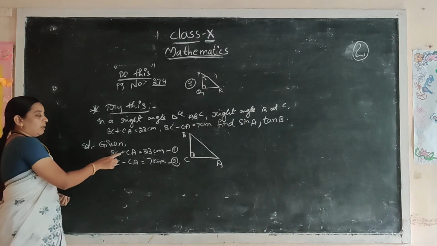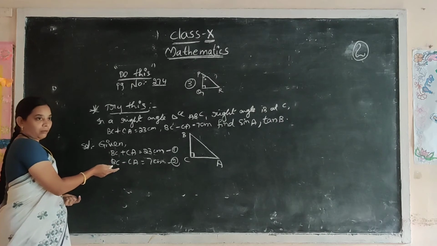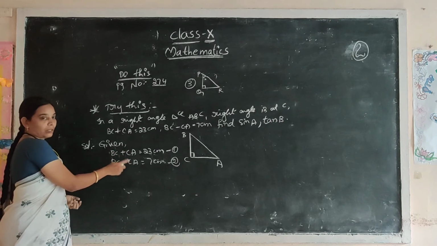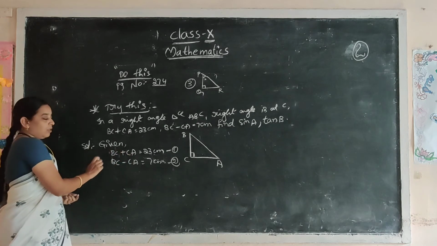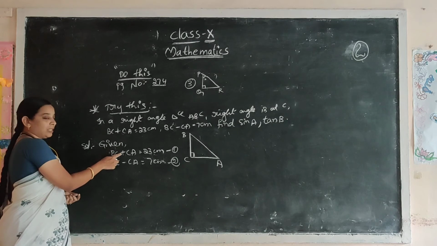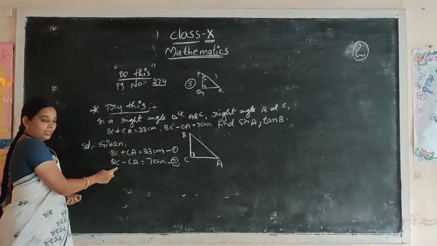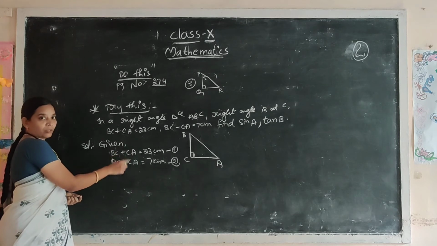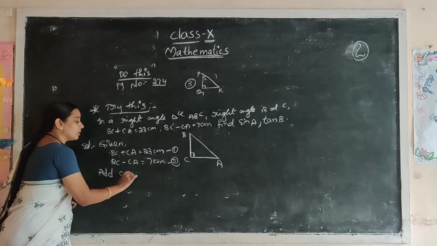After eliminating any variable, you will get one more answer. Here two different variables are there, so you can eliminate either CA or BC. Observe both conditions: here there is a plus symbol, here a minus symbol. Suppose we add both the conditions. Both get cancelled. So here we apply adding conditions.